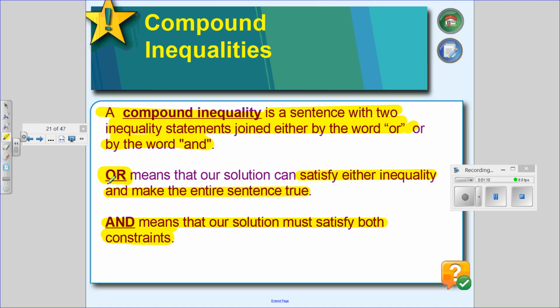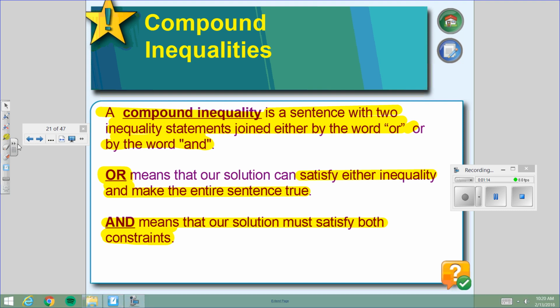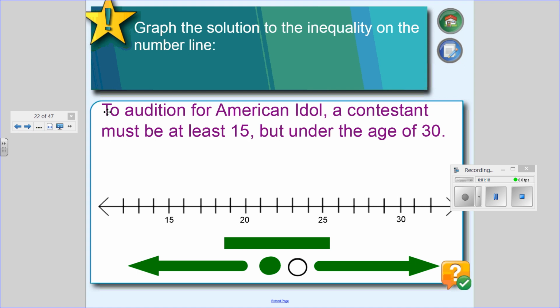And that might sound really weird at first, but it'll probably make a little more sense when we apply it to just a simple statement like this. To audition for American Idol, a contestant must be at least 15 but under the age of 30. So let's think about what that means. A contestant must be at least 15 but under the age of 30.